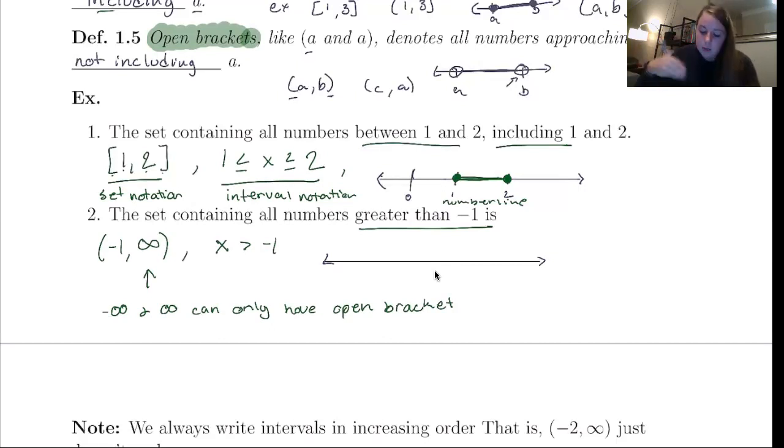I can't put a closed bracket on negative infinity or infinity, for the same reason that I said there's infinite numbers between 0 and 1, and there's infinite numbers on the number line. They're different size infinities, and I can never grasp it.